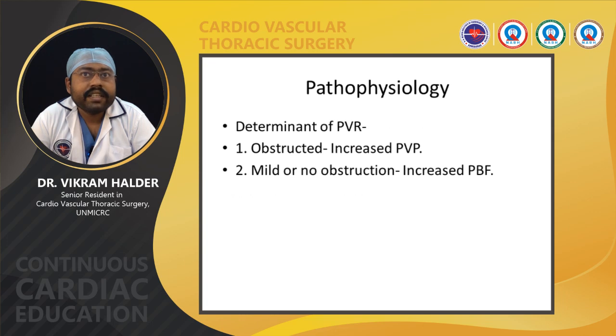And there are different determinants of the pulmonary vascular resistance, like obstruction. In case of obstructed TAPVC, there is increased pulmonary venous pressure, and that may cause increased pulmonary vascular resistance. And in case of mild or no obstruction, there is increased pulmonary blood flow that may cause histological changes in the pulmonary artery, and that may cause increased pulmonary vascular resistance.